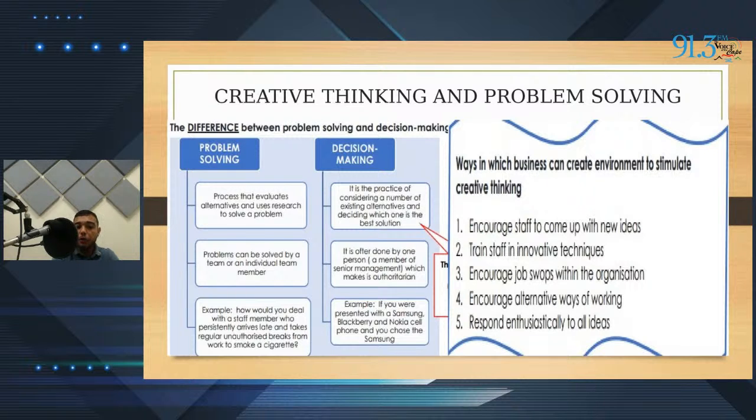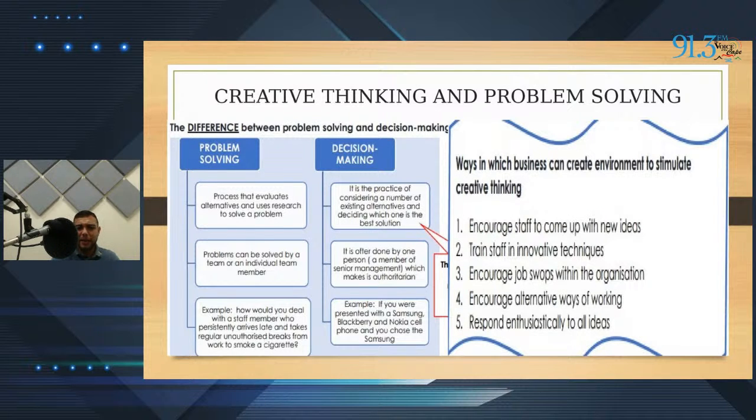Example, how would you deal with a staff member who persistently arrives late and takes regular unauthorized breaks from work to smoke a cigarette? You now need to know how to solve this problem. Easy? Give them a warning. You can now decide what you want to do, but there is a way in order to do this.